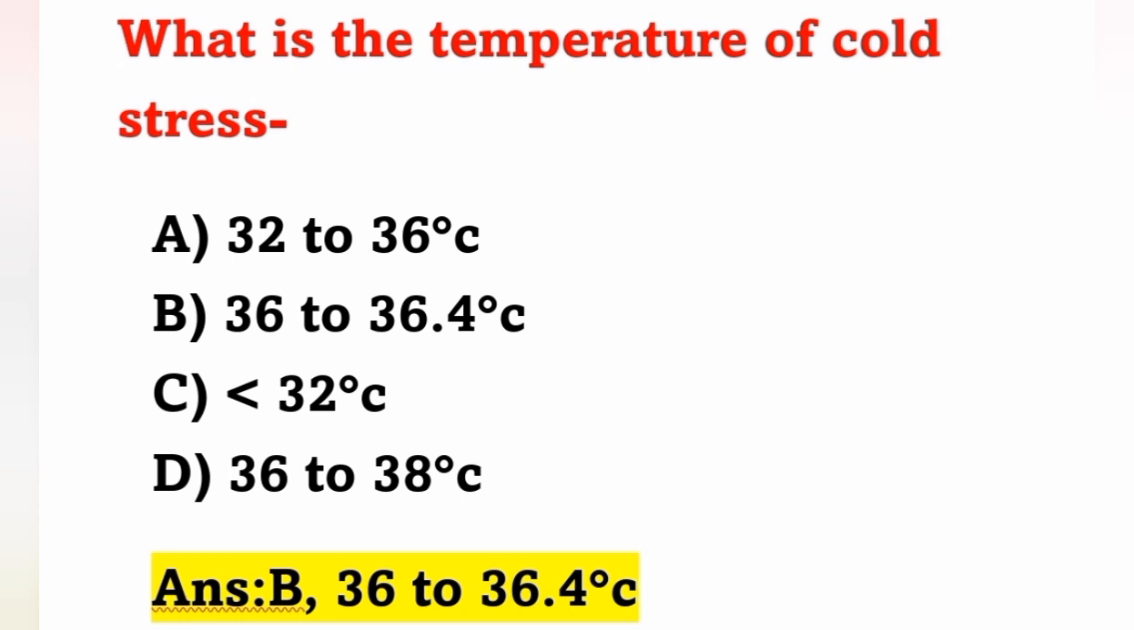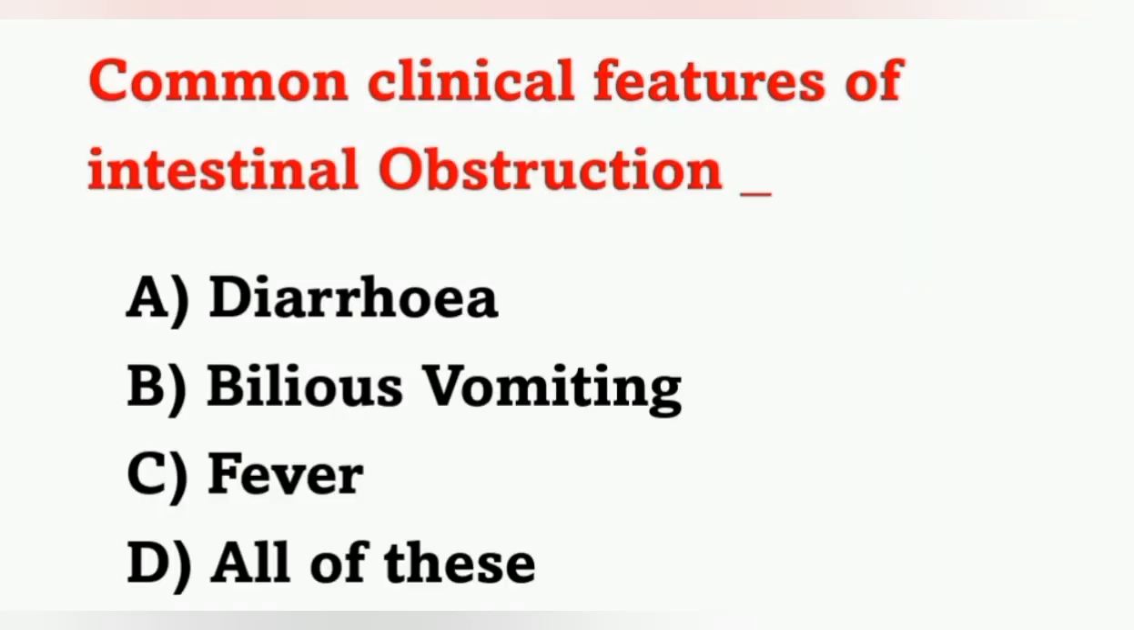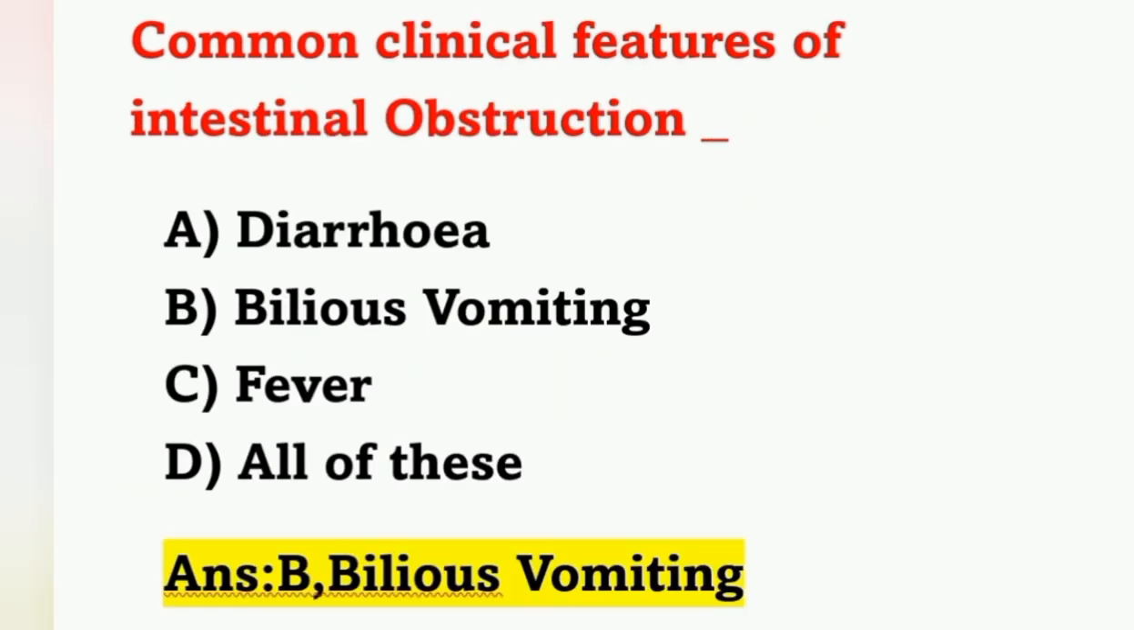It is option B. And the next question, common clinical features of intestinal obstruction is? Options: option A diarrhea, option B bilious vomiting, option C fever, option D all of this. Which is the common clinical feature of intestinal obstruction? It is bilious vomiting. Option D is the correct answer. Move on to the next question.